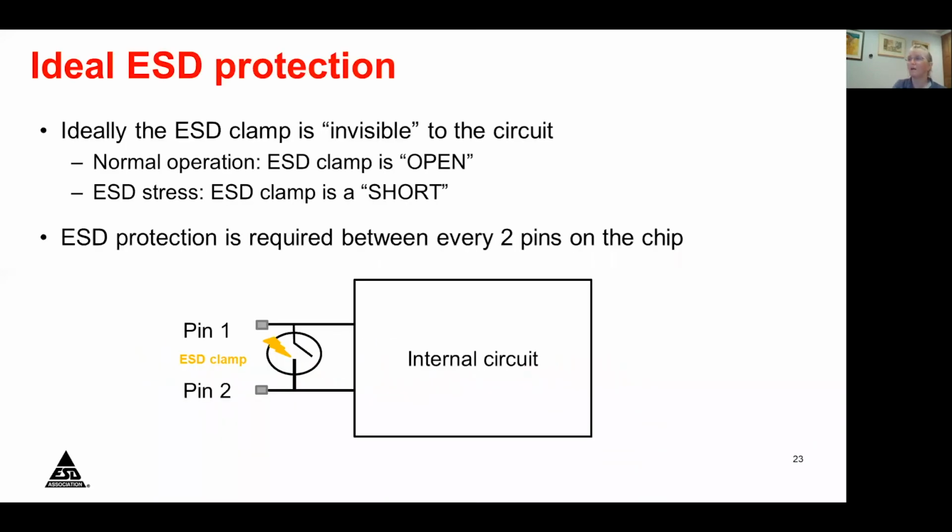Okay, so at IC level, how do we actually do this? What is it? Ideal ESD protection really is, and should be, invisible to the circuit. In normal operation, the ESD clamp is open, and under ESD stress, it's short. So the ESD event is discharged away, but when there's no ESD, it's invisible. And this ESD protection is required between every 2 pins on the IC, because the ESD stress is indiscriminate.